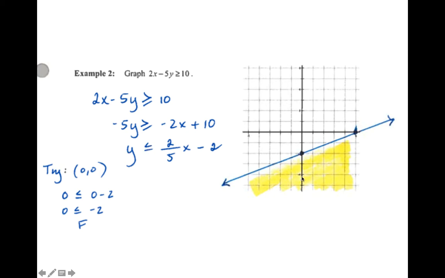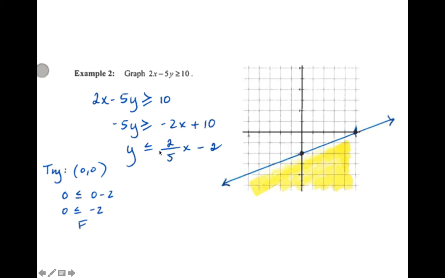So the y values are less than the line underneath this one. So my zone is here. And I try 0, 0. Now, it's important to realize that 0, 0, according to what I've colored, is not in the solution zone. So I should be getting something that's false.